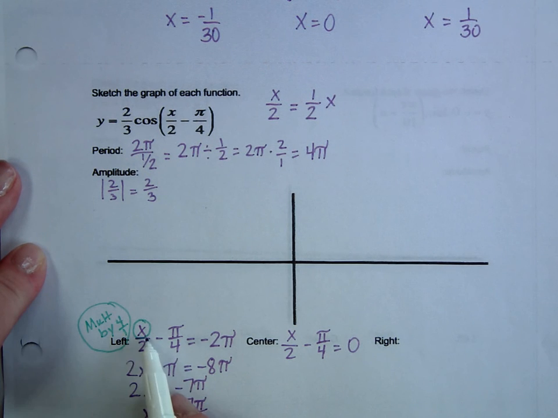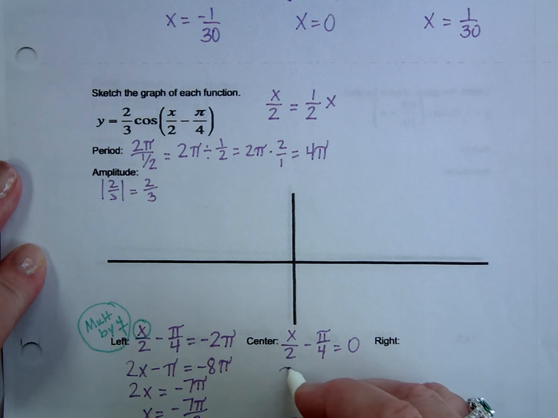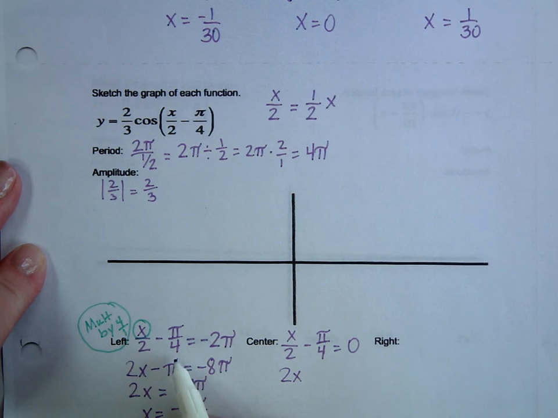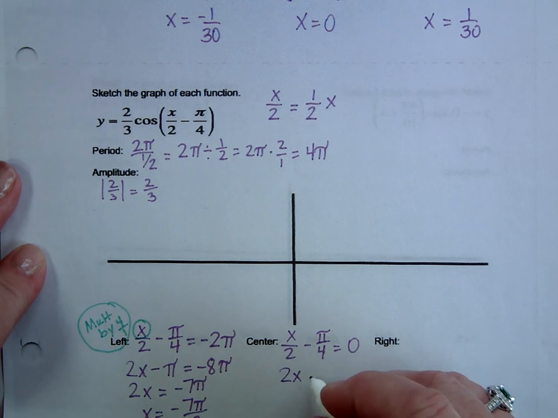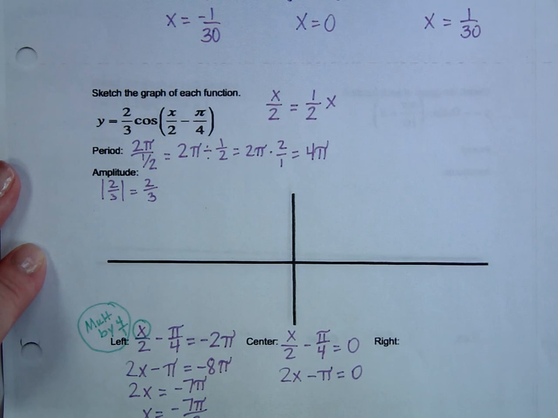If I multiply x over 2 by 4, I get 2x. If I multiply pi over 4 by 4, I end up with minus pi. 0 times 4 is 0. And so then I can swing the pi to the other side. 2x equals pi. It becomes positive over there. Divide by 2. X equals pi over 2.